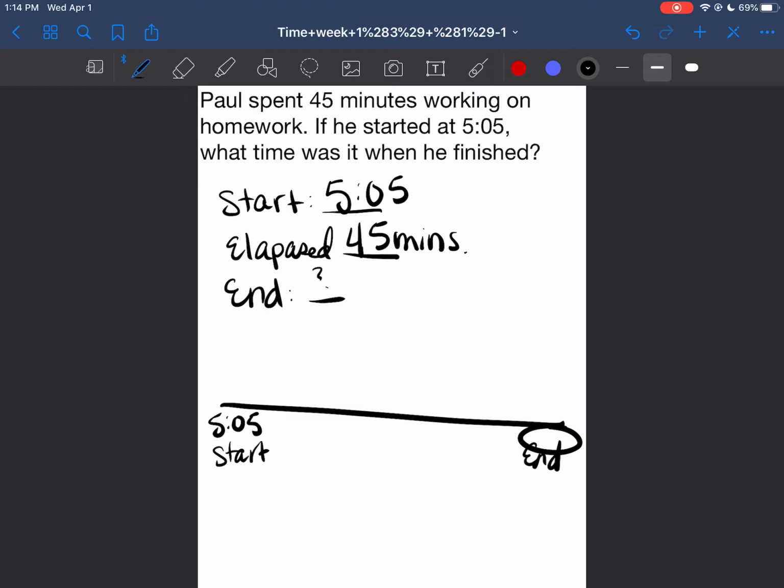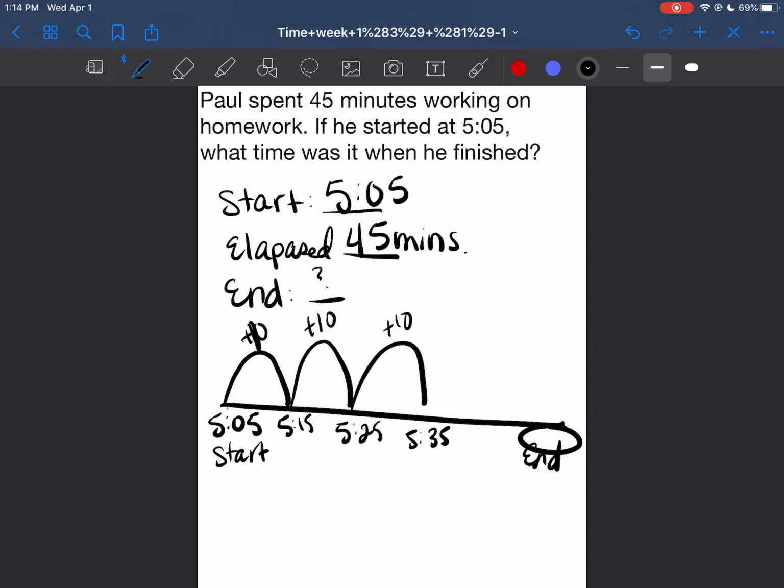5:45 because that's my elapsed. I'm going to start off 5:10 or 5:05 plus 10 minutes, 5:15 plus 10, 5:25 plus 10, 5:35 plus 10, 5:45. 10, 20, 30, 40 minutes jumped, and I need to jump 45.